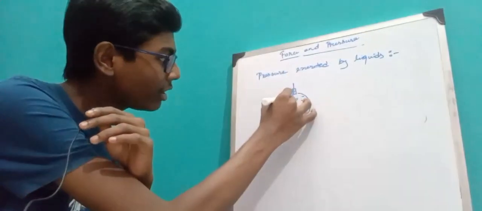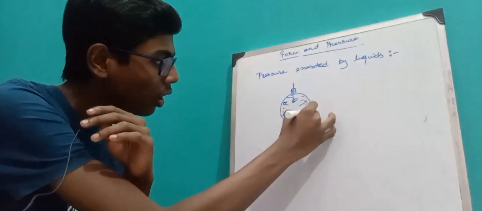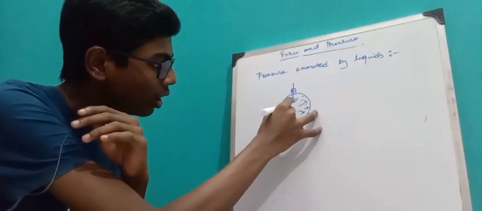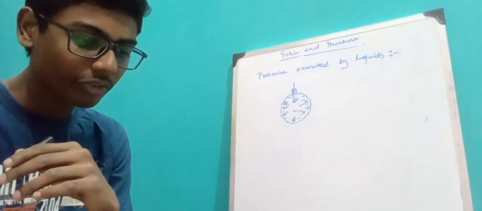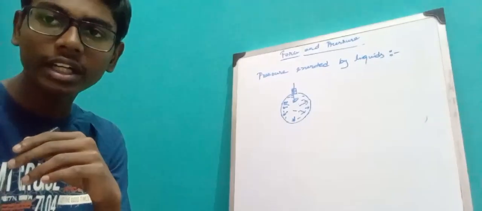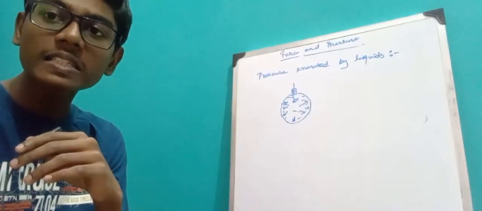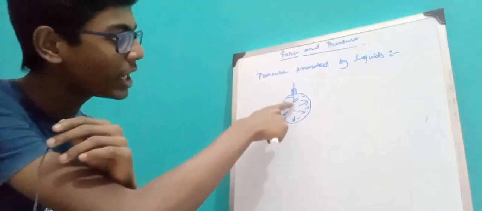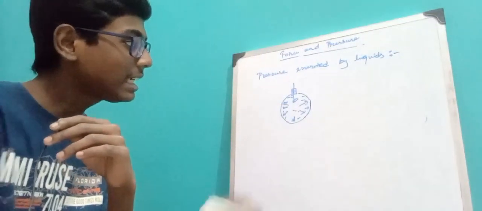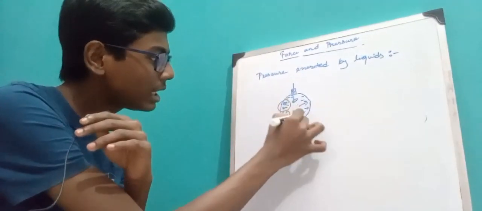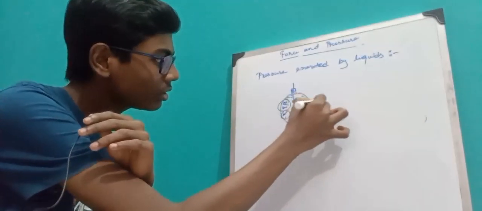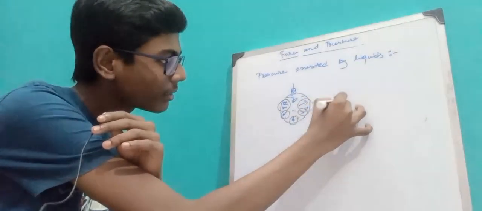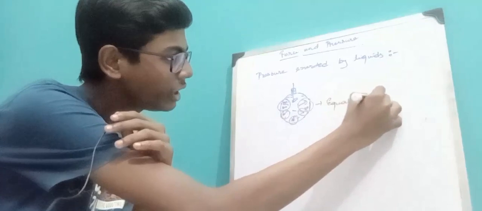And even if these holes are not present, it is found that at all the points on the vessel, the liquid applies the same pressure. Okay, so this pressure gets equally distributed. These are the pressures. Okay, so they get equally distributed.